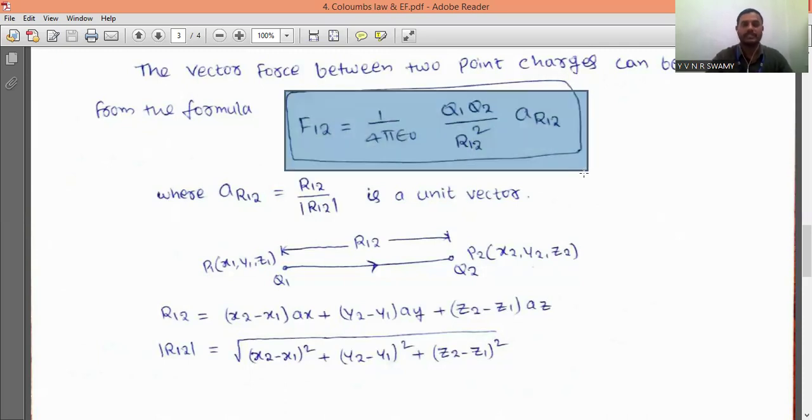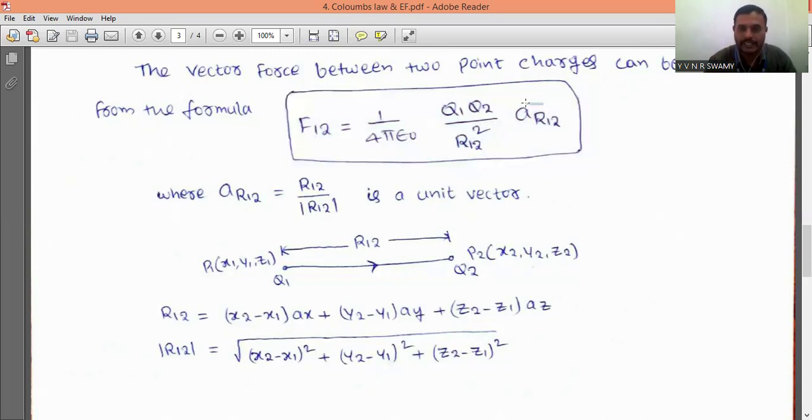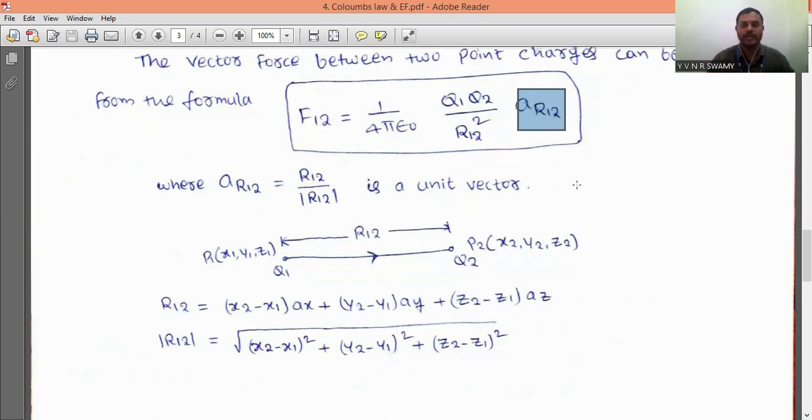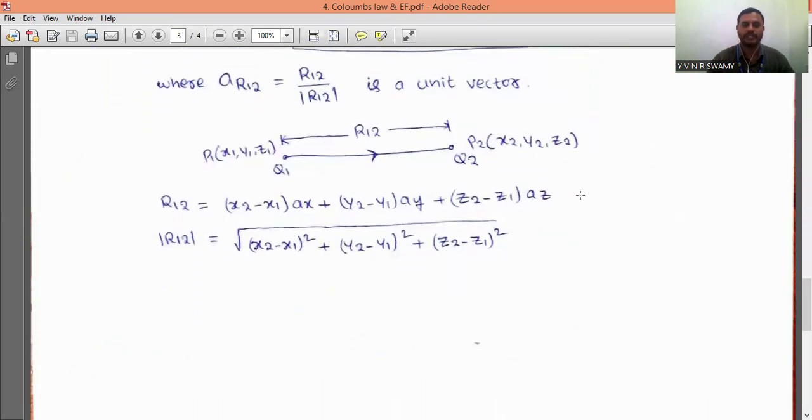Coulomb's force is a vector having magnitude as well as direction. So this is a unit vector representing the direction. So this is only the force due to two point charges. Force due to two point charges. So now we will see the case for n number of point charges.